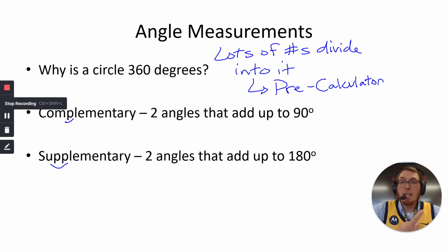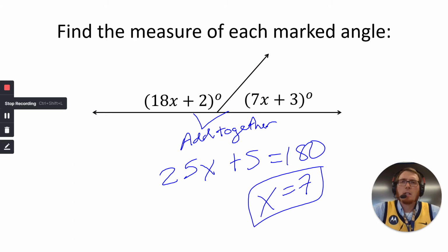You'll be asked some things about complementary angles and supplementary angles. Remember, complementary are two angles that add to 90 degrees. Supplementary is two angles that add to 180 degrees. So you'll have questions that maybe look like this one, where it's just find the measure of each marked angle.